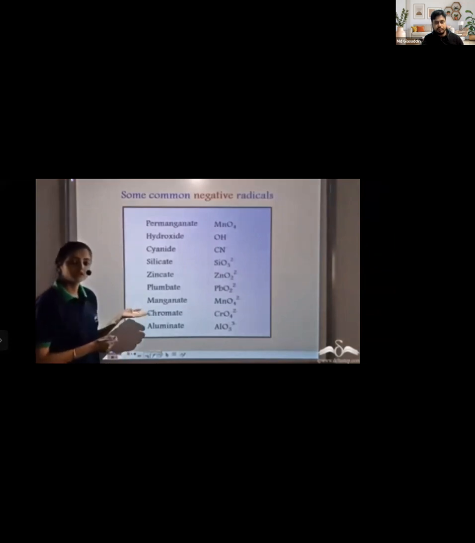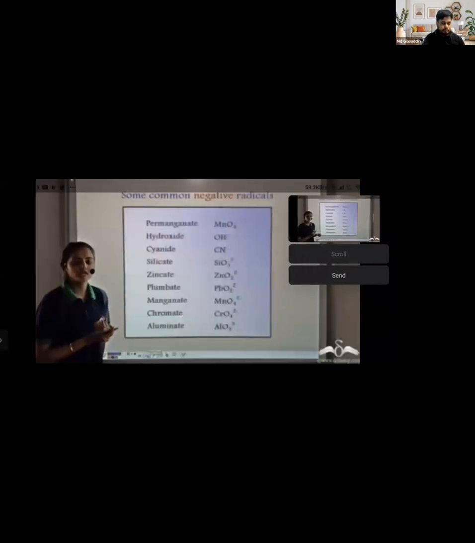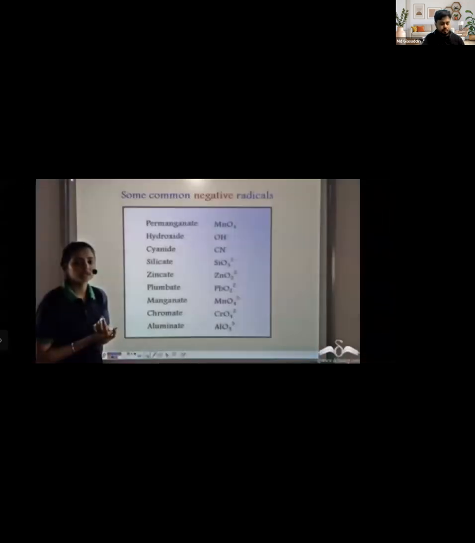So these are some of the common negative radicals. Most of the radicals that you will see are negative radicals. Only a few radicals like ammonium are positive radicals. All the rest of the radicals that you will see and use are negative radicals.